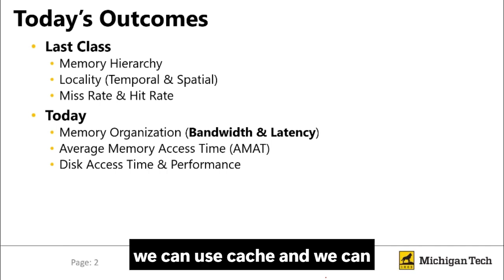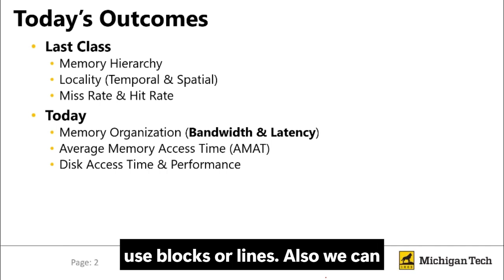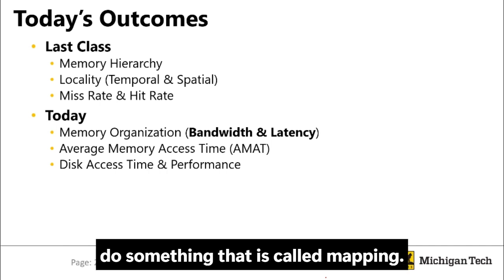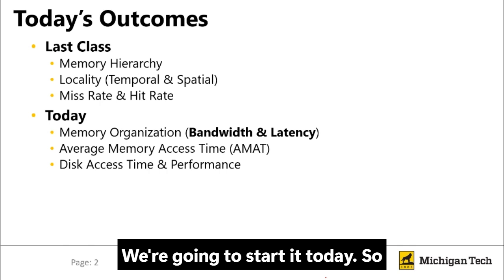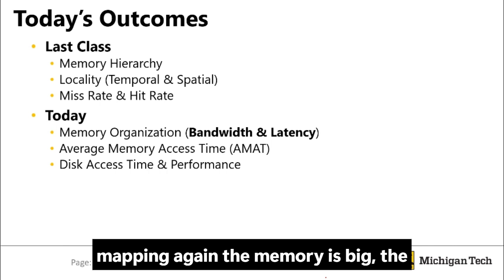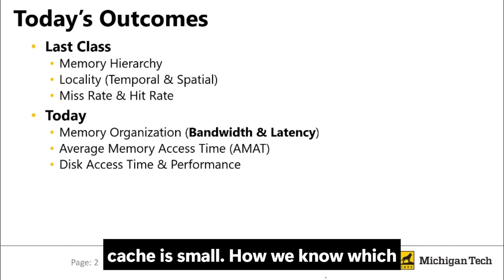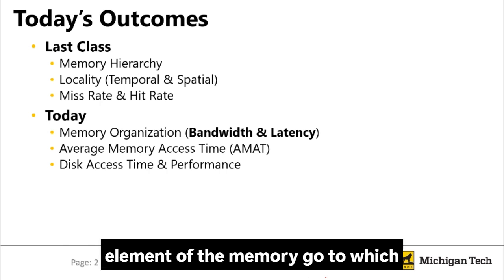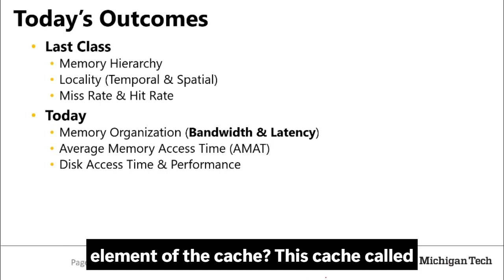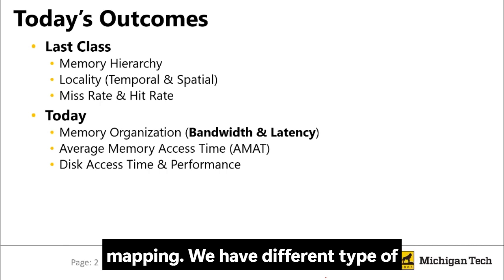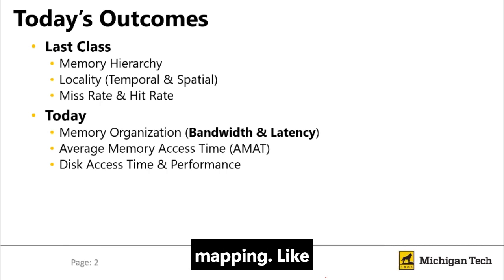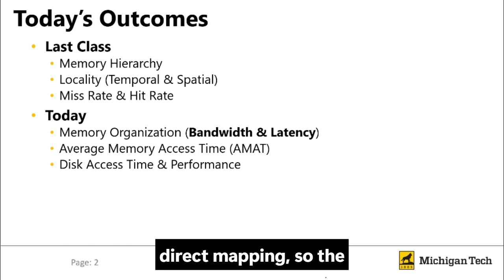So we can use cache, and we can use blocks or lines. Also, we can do something that is called mapping. We're going to start it today. Again, the memory is big, the cache is small. How do we know which element of the memory goes to which element of the cache? This is called mapping. We have different types of mapping, like direct mapping.